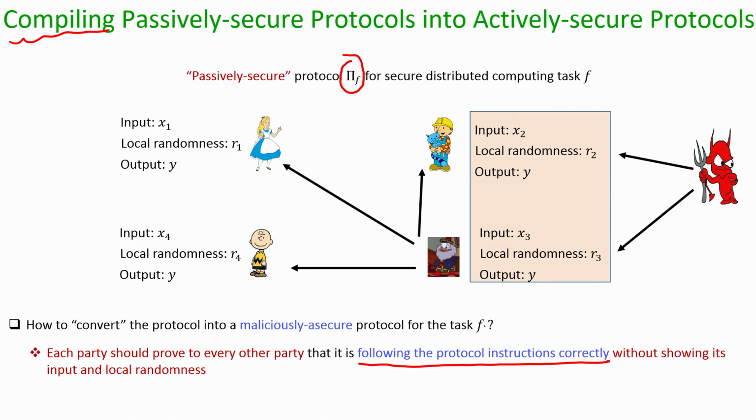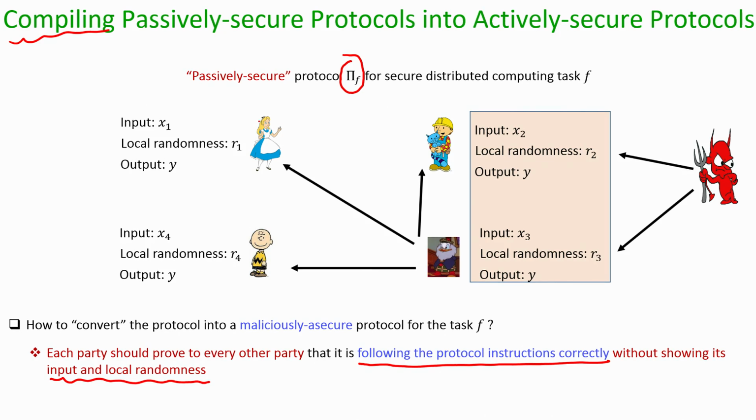pi sub f. And how can the other parties verify whether indeed each party is following its protocol instruction or not? Well, they can check the messages that the particular party is sending, and the witness for whether that party is performing its action properly or not will be the party's input and the local randomness.